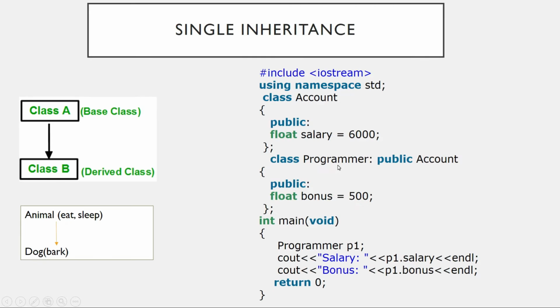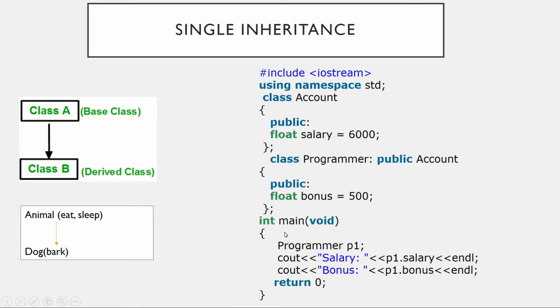Now, for an example, how to write a program. This is a single inheritance. You have a base class and one derived class. You have the base class named A and the derived class named B. So if you take animal, animal is the base class and dog is the derived class. We'll see a simple example.